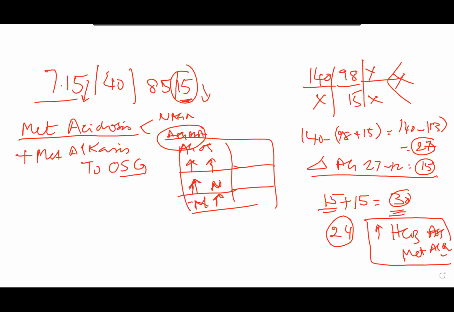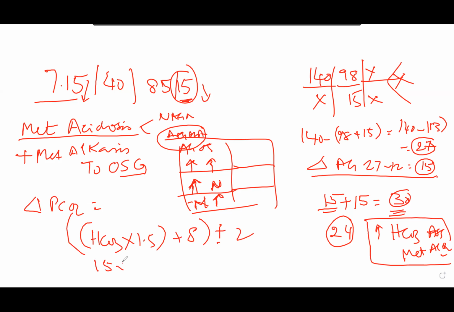And then, is there any respiratory disorder associated with that? How do I know that? The expected PCO2 is equal to bicarbonate times 1.5 plus 8, the whole thing plus or minus 2. Bicarbonate is 15, so 15 into 1.5 is 22.5, plus 8 is 30.5, plus or minus 2, so upper 32, lower 28. It should be anywhere between 28 and 32. What is my PCO2? 40.